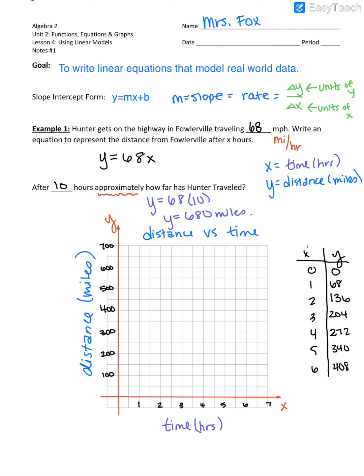So now that we have these points, we just have to go ahead and plot them on my graph. 0, 0. 1, 68. 2, 136. Oops. 3 is just above 200. 4 is at 272. And then you can kind of see this should be going in a straight line, because when we graph linear equations, we should be able to connect them with a straight edge. 5, 340. 6, 408.